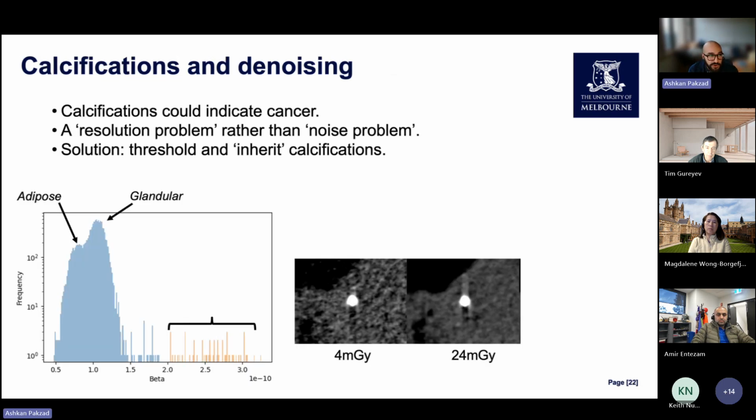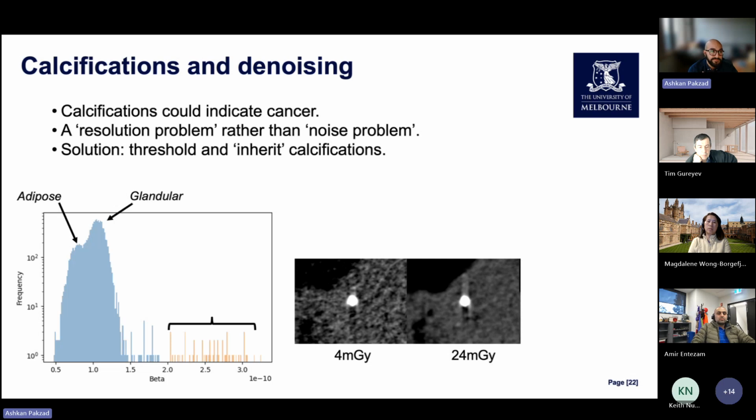Now, a quick note on calcifications. So calcifications can appear in these images, and they can occur in blood vessels, and they're indicative of cancer presence. So they need to be preserved in denoising, particularly their shape. However, I just want to show you an example of a calcification here from those two different doses.